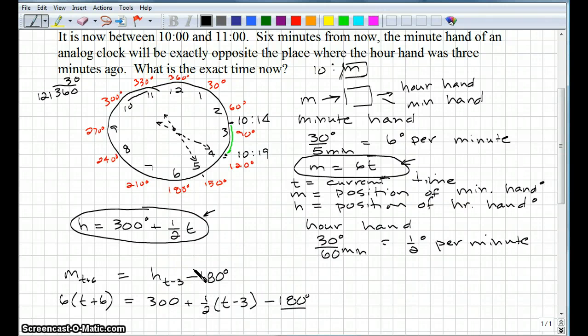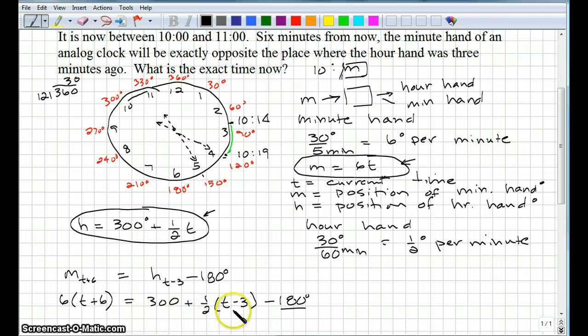Alright, so now we've converted our problem statement into an equation. The minute hand 6 minutes from now will be exactly opposite, that's the 180 degrees, where the hour hand was 3 minutes ago. So this represents the hour hand 3 minutes ago, and this represents the minute hand 6 minutes from now. And we're saying that they will be exactly opposite each other, so we subtract 180 degrees from one of them and set them equal to each other.